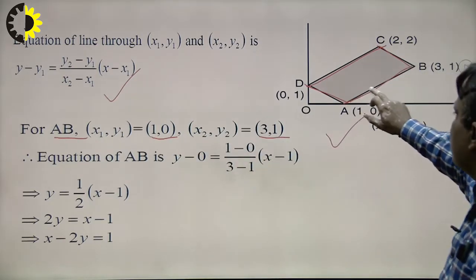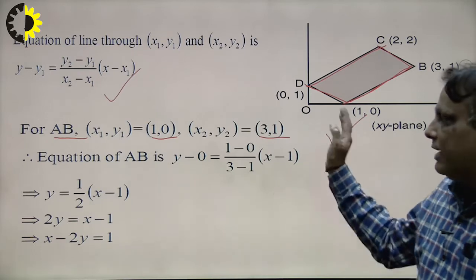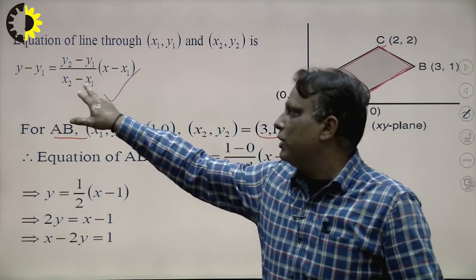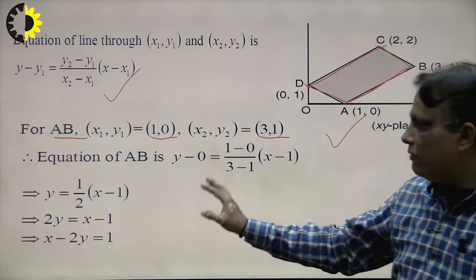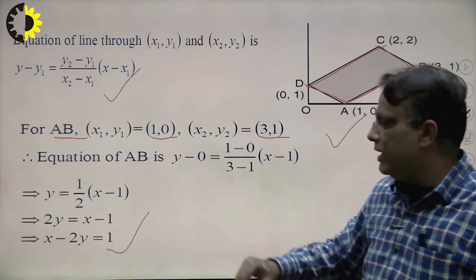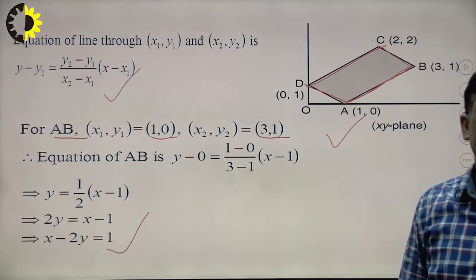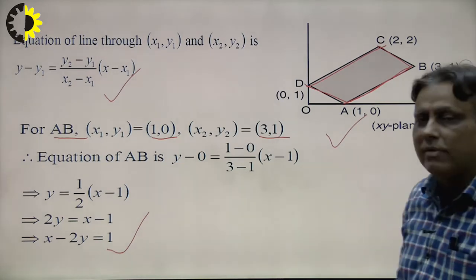With the help of the two-point form, I want to calculate this line. So how do we calculate it? y minus y1 equals y2 minus y1 upon x2 minus x1, times x minus x1. By using this property I evaluate the equation of AB: x minus 2y is equal to 1. In this way we can find out our limit here.